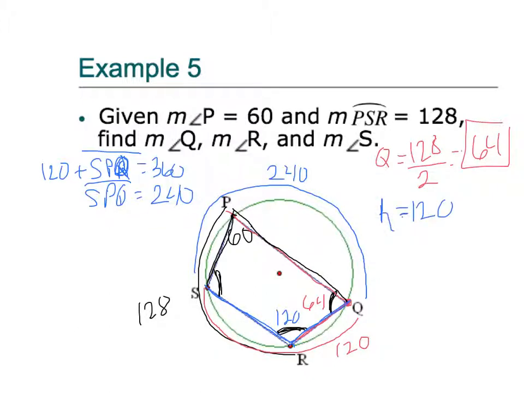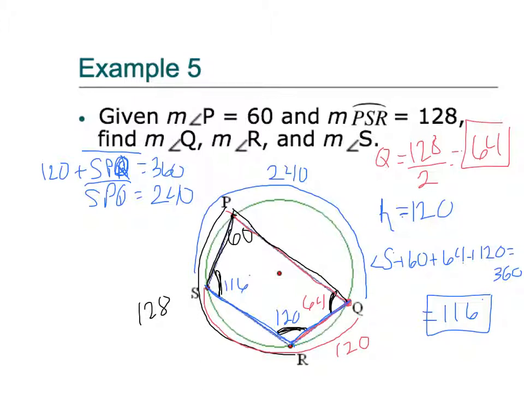The last thing they're asking me for is angle S. Well, I've got a quadrilateral sitting pretty comfortable in that circle, and I know the sum of all angles of a quadrilateral must equal 360 degrees. So if I take angle S and I add it with 60 and also 64 and also 120, they have to equal 360 degrees. If I do a little bit of algebra, I will see that angle S equals 116 degrees after I solve for S. That, my friends, solves everything that they're asking for.